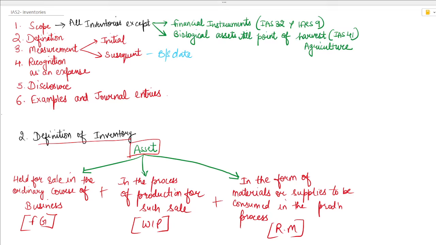Then in what situations will we recognize this inventory as an expense? And then what are the disclosure requirements as per this standard? And then examples and journal entries. These we will cover in the next session. Today we will cover the conceptual part of this.